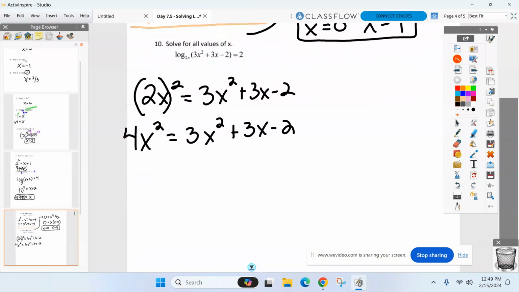All right, what's your next move? All right, yeah, get it equal to 0. I know this is a pain, but I'm not really feeling moving that 4x squared over and getting a negative x squared and trying to factor that. I'm not feeling that at all. So I know it's a pain, but is it wrong? No. I just don't know how you're going to deal with it.